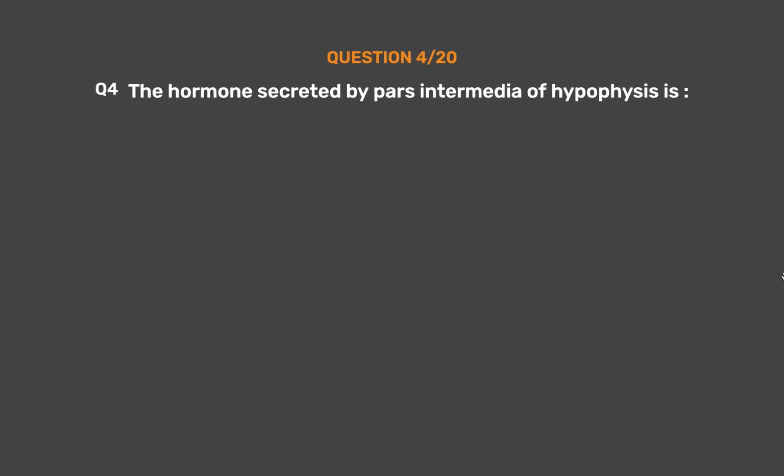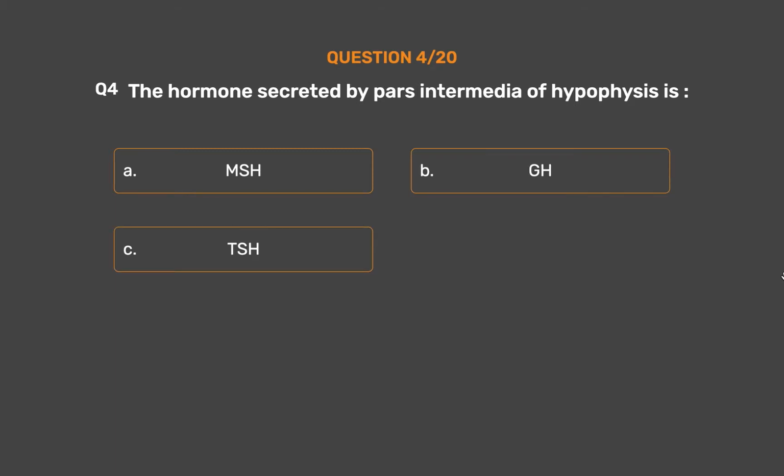Question number 4. The hormone secreted by pars intermedia of hypophysis is: Option A. MSH. Option B. GH. Option C. TSH. Option D. ACTH.